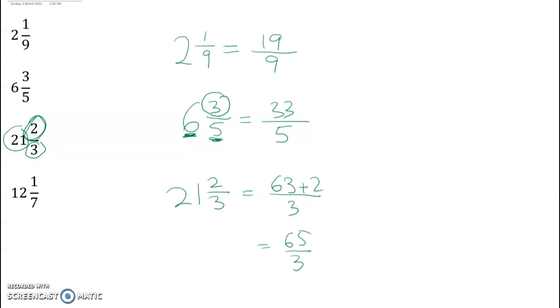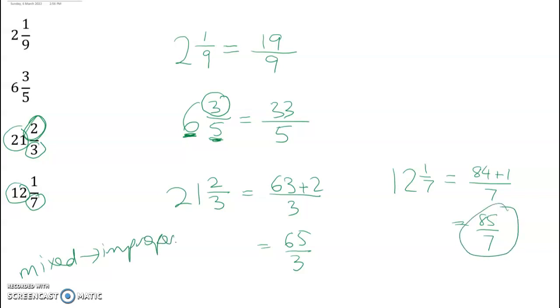And the last one, 12 1/7. We've got 84 sevenths, 7 twelves is 84, plus 1 extra gives me 85 over 7. So that's how we go from mixed to improper.